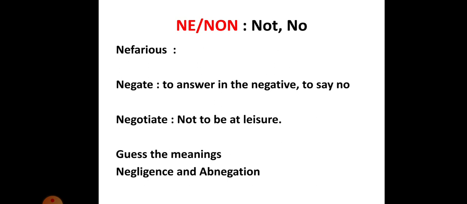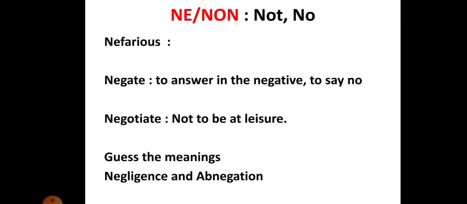And the next word is negotiate. The literal meaning of negotiate is not to be at leisure. Okay. And then can you guess the meanings of negligence and abnegation? So the word negligence doesn't require any explanation because you use it very often. Negligence is the failure to give somebody or something enough care or attention. It's a very common word.